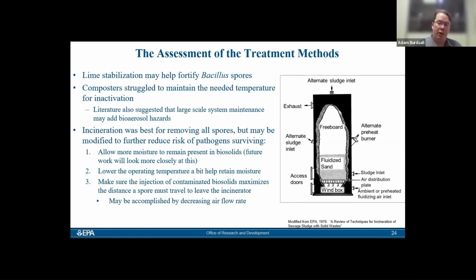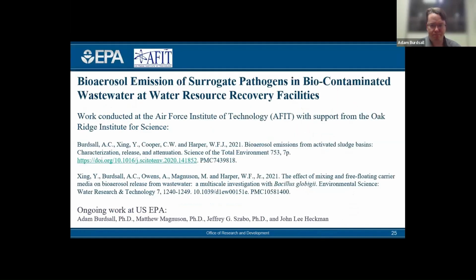Number two, operators could run their incinerator at a lower temperature to allow the biosolids to retain more of their moisture for a longer period of time. And finally, operators can make sure that the place where the contaminated biosolids enters the furnace is as far from that exhaust outlet as possible, thus maximizing the amount of time that it's exposed on its way if it's going to try to make it out that exhaust outlet. So don't use these inlets that are close to the exhaust if you can help it.